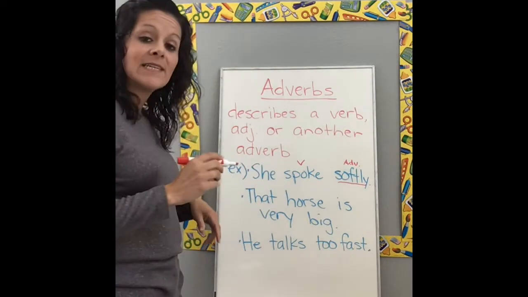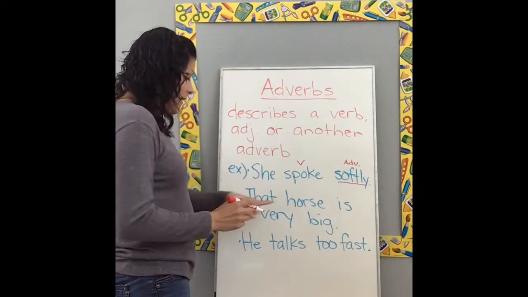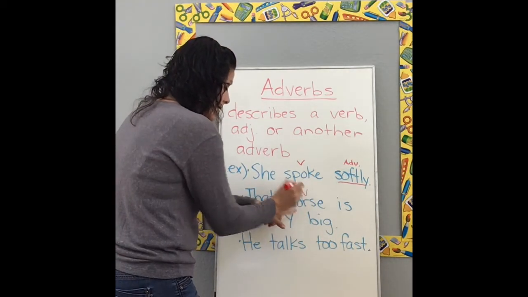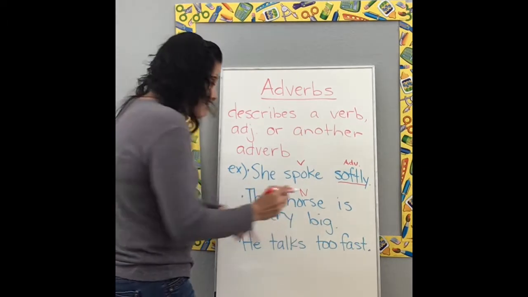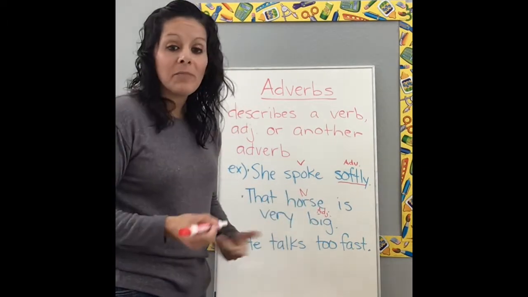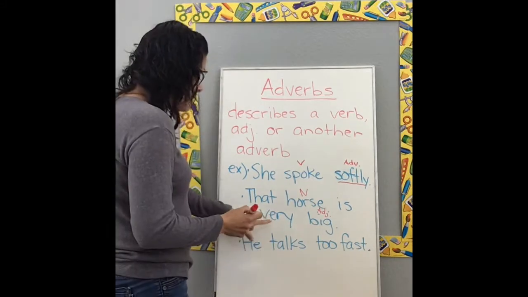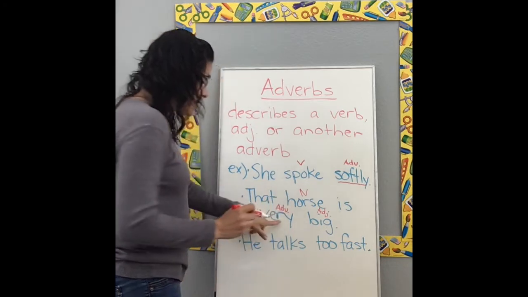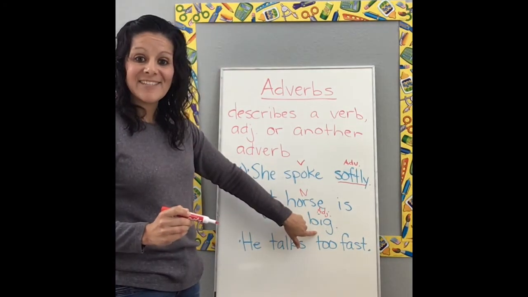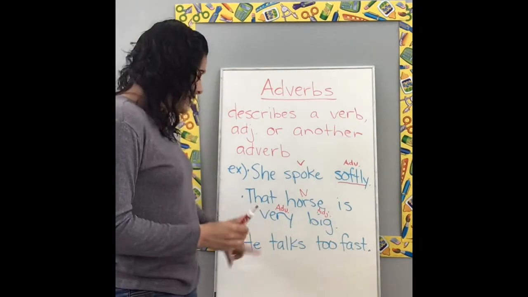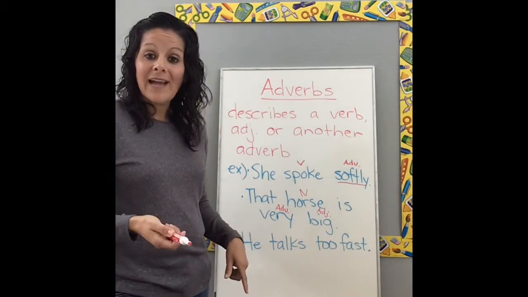The second one says it describes an adjective. That horse is very big. Well, horse is a noun. The horse was big, so this was an adjective. How big was this horse? He was very big. So this is an adverb that describes this adjective. Now the last one we're going to talk about right here is an adverb that describes an adverb.